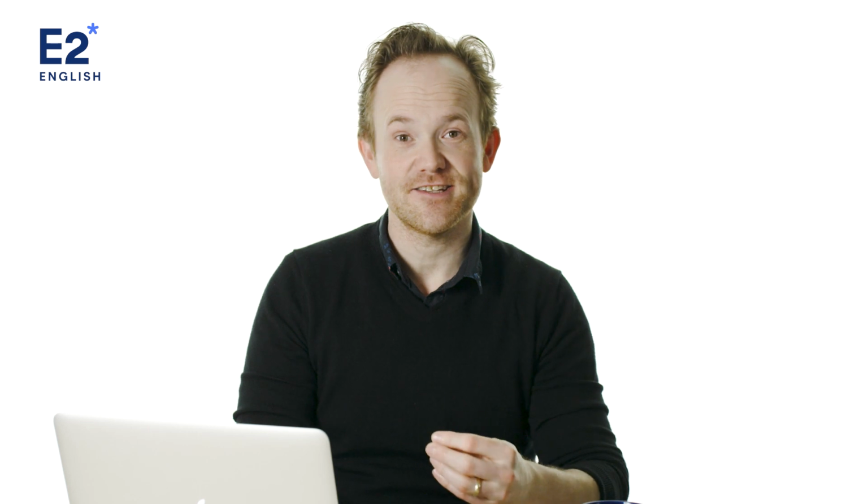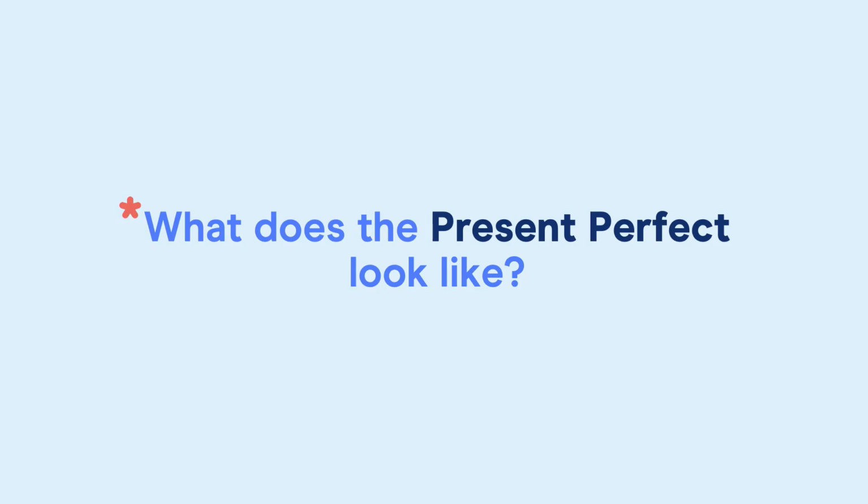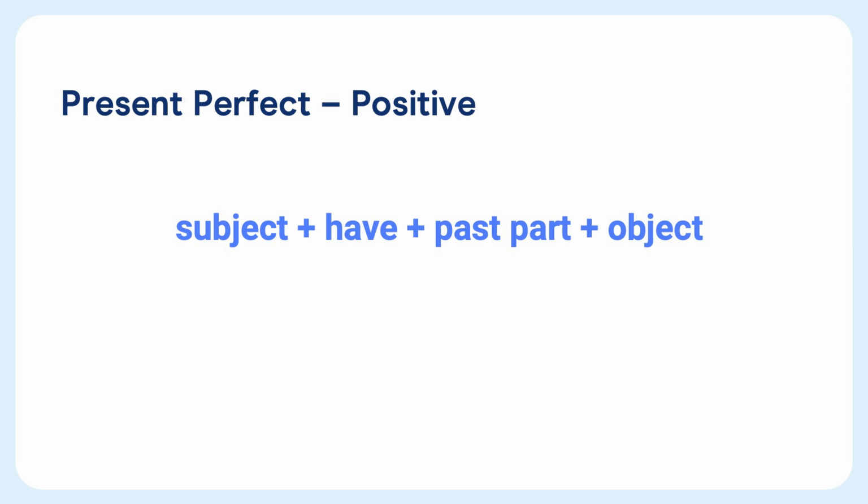you'll get some phrases and examples that you need to know. So what does the present perfect look like? Let's start with positive forms. We start with the subject, in this case, I. We add have, finally the past participle, been, and after an object or object phrase.